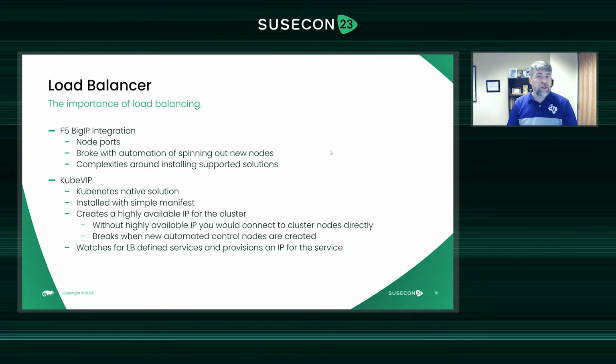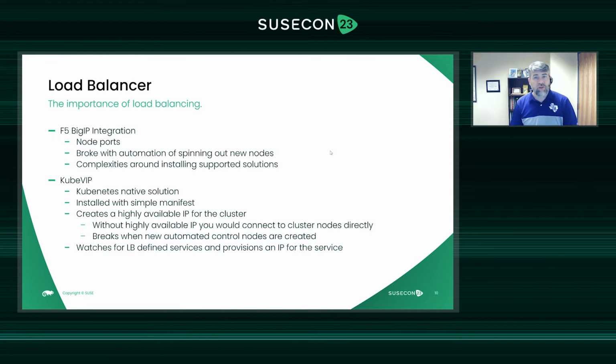We knew that we would need a load balancer. Load balancer is important for providing highly available services. And we use F5 Big IP in our environment. And so we looked at the integrations that the Big IP has with Rancher and Kubernetes.